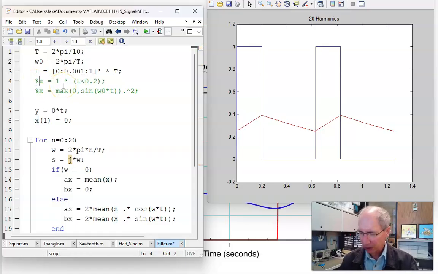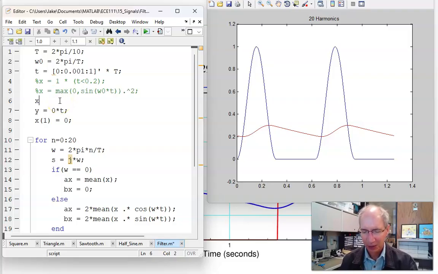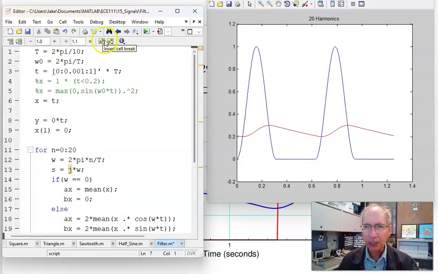Let's try a different x. This is a half-rectified sine wave. If that's your input, again, I didn't change the algorithm at all. I'm going to take the periodic input, the blue line, find its frequency content. Once I know the frequency content, find the output at each frequency, add them up, I get the total output. This is a really universal approach. Let's do a triangle wave.